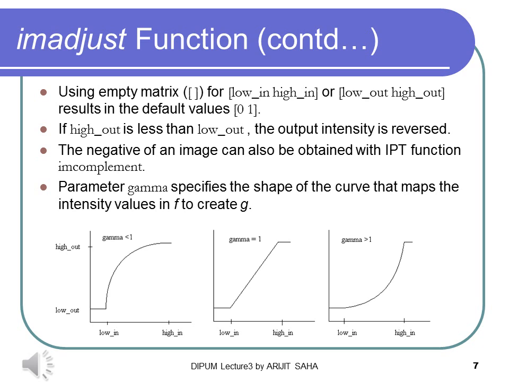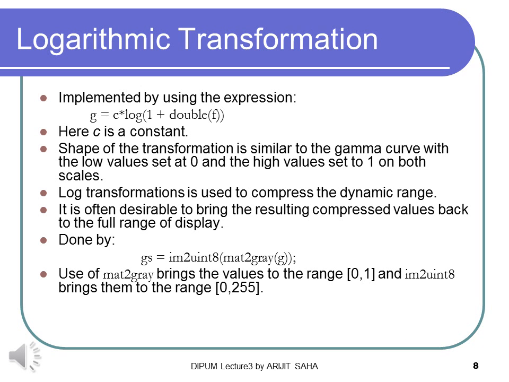Now we discuss a very important function. It is implemented by using the expression g = c*log(1 + double(f)). It is a logarithmic transformation function. Here c is a constant. Now shape of the transformation is similar to the gamma curve, with the low values set at 0 and the high values set to 1 on both scales. Log transformation is used to compress the dynamic range. It is often desirable to bring the resulting compressed values back to the full range of display.